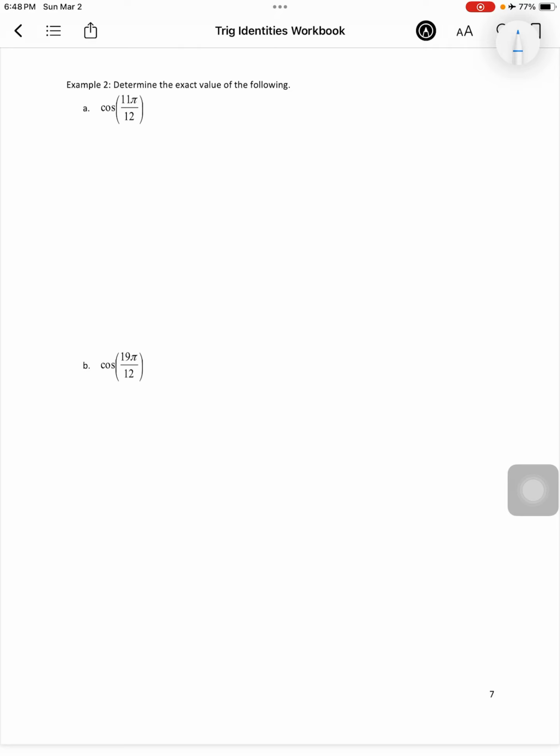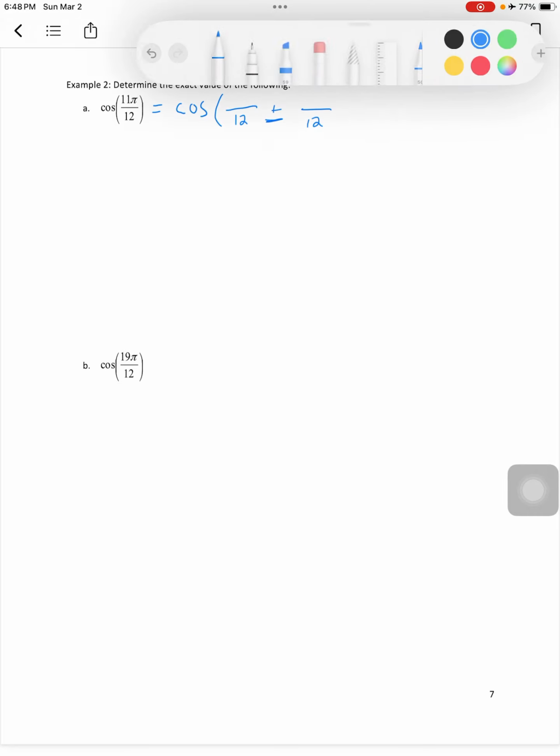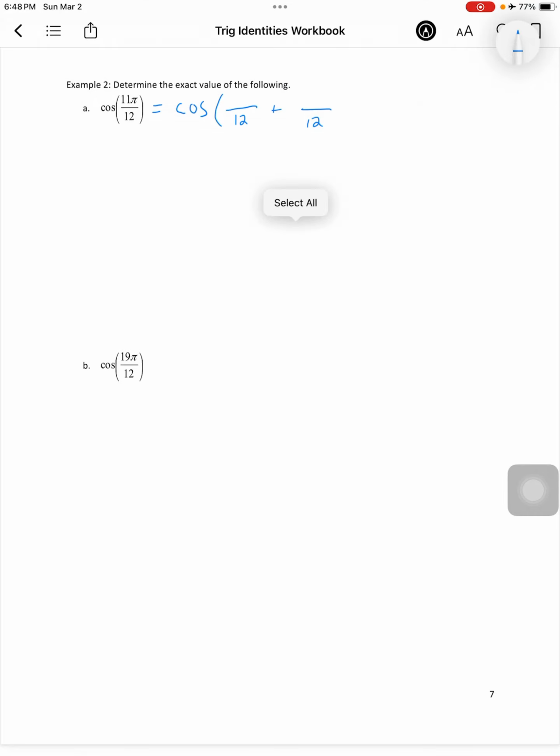But whenever you're given something like this where the denominator of your argument isn't a 1, 2, 3, 4, or 6, like the common ones we're used to, that means you need to break it up into an equation. So you're going to break it up by having your fraction into 2 other fractions. And you'll see what I mean in a bit. Whenever you're given a positive fraction, there's going to be a plus sign separating the two. So you're going to break up the 11 pi over 12 into 2 separate fractions.